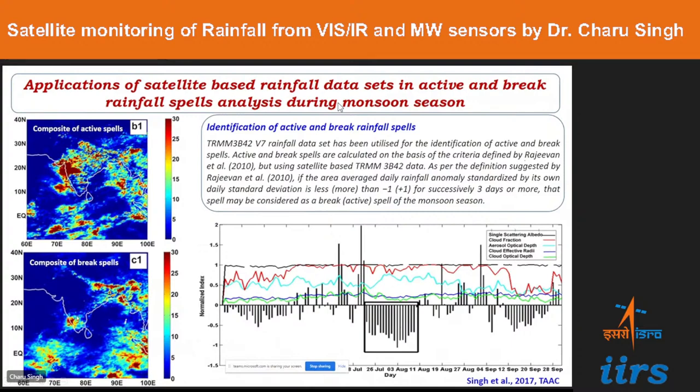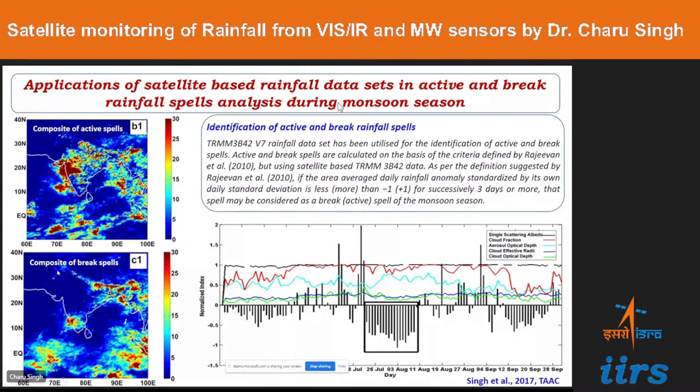If we compare these two patterns, there is a high contrast between them. During the active spells, we can see high rainfall over the Indian region, particularly along the Western Ghats, over the Central Indian region, along the foothills, and also over the Northeast Indian region. On the other hand, if we compare this with the break spells of the Indian summer monsoon, this is a composite. Composite means it is a combination of various years. You estimate the break spells of all the years over the last 10 to 14 years, then combine them together to get this spatial pattern of the break rainfall spell.